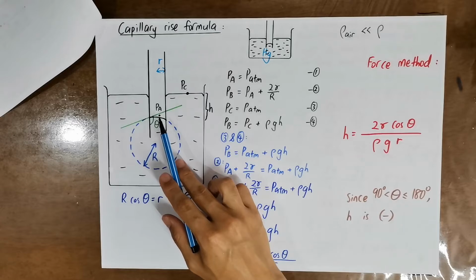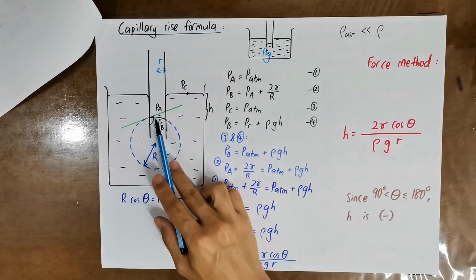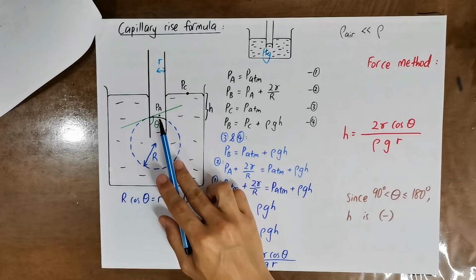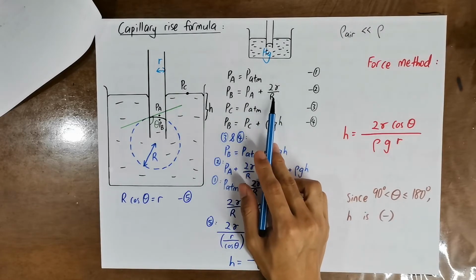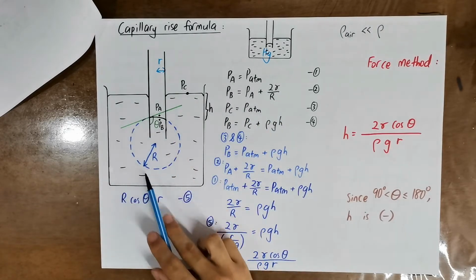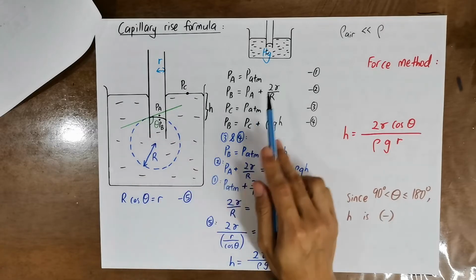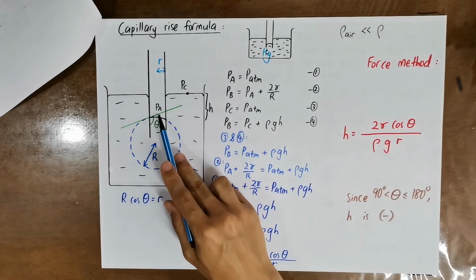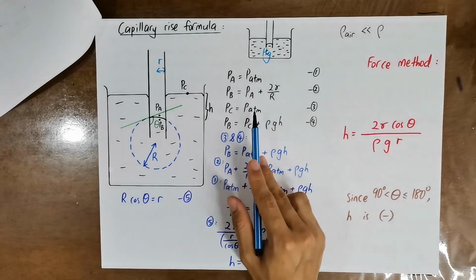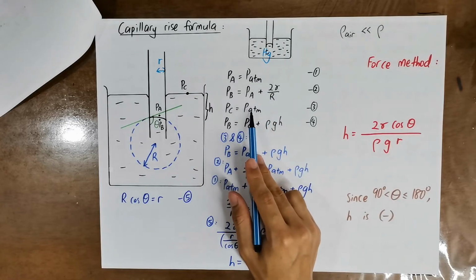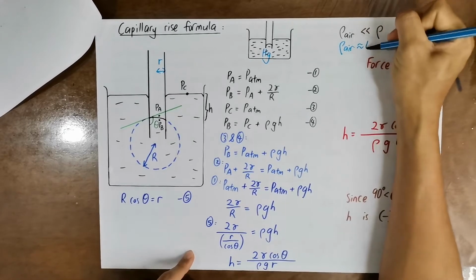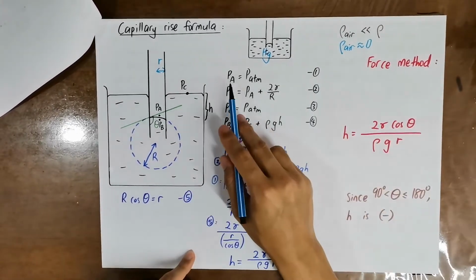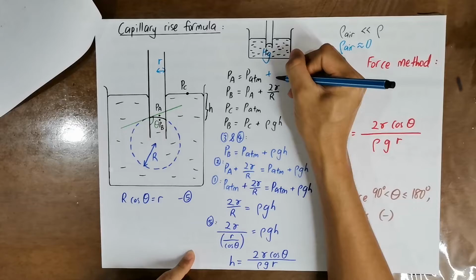You know that the pressure inside the circle is greater than the pressure outside the circle. So PB equals PA plus 2 gamma over R, and remember that R is the radius of the circle. PA and PC are all atmospheric pressure. Like I said, you assume that the density of air is almost equal to 0, because if not, then you have to say that PA equals PATM plus what?